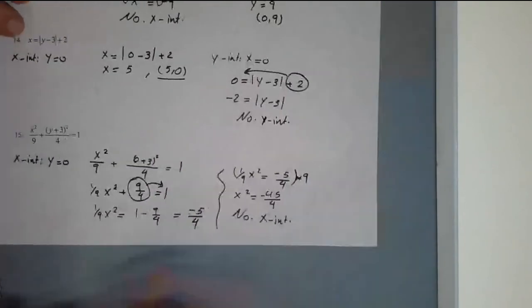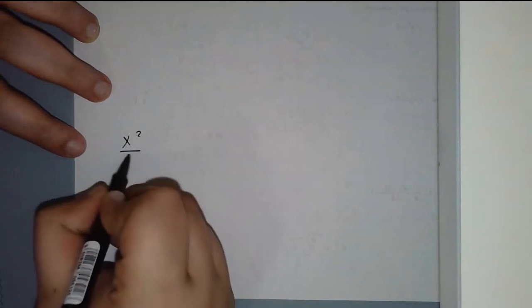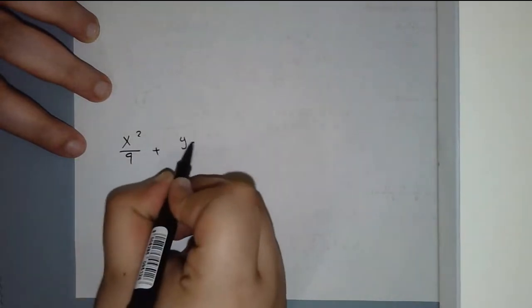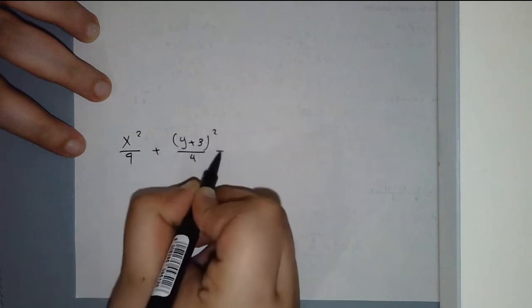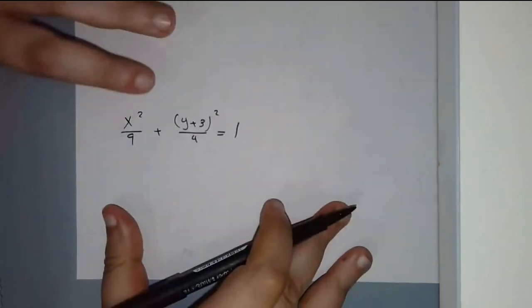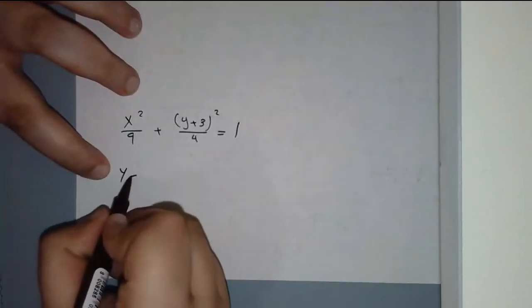And I think I ran out of room. I'll do it on the other side, right? Let me just copy the question over here. It's x squared over 9 plus y plus 3 over 4, this is squared, and it equals 1, right? This is the question we have. Now, let's do y-intercept.